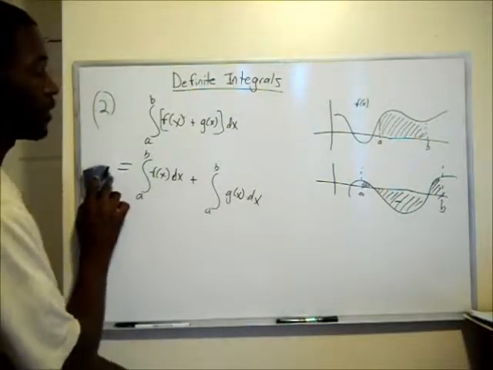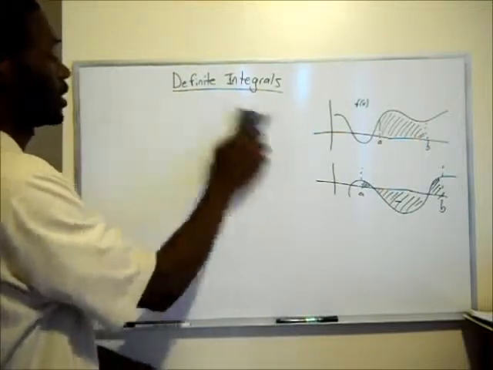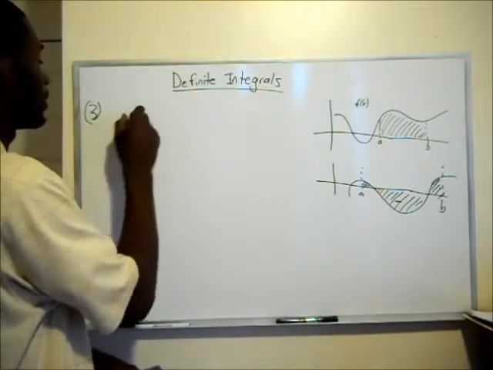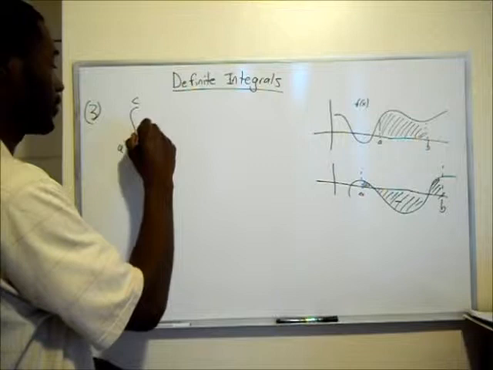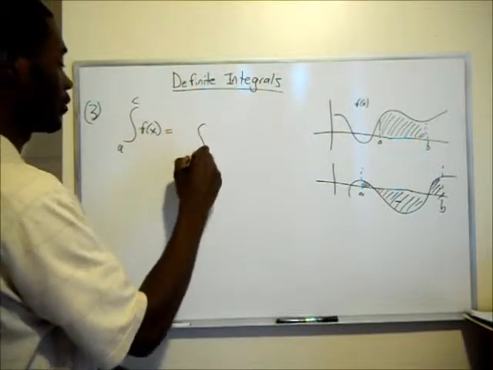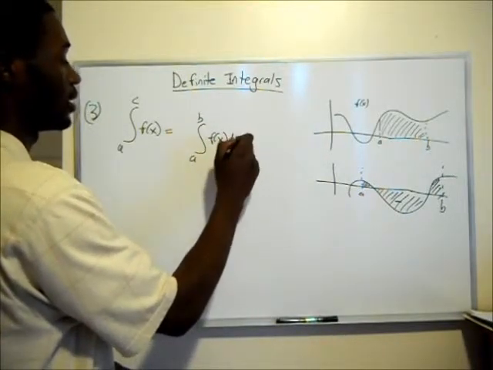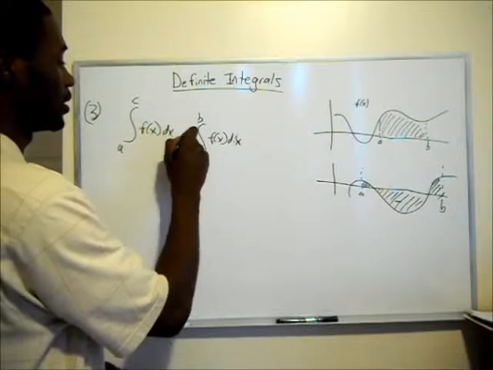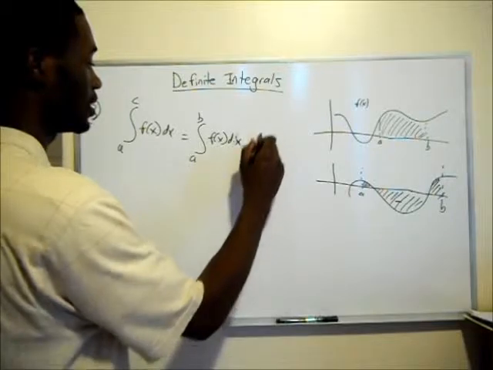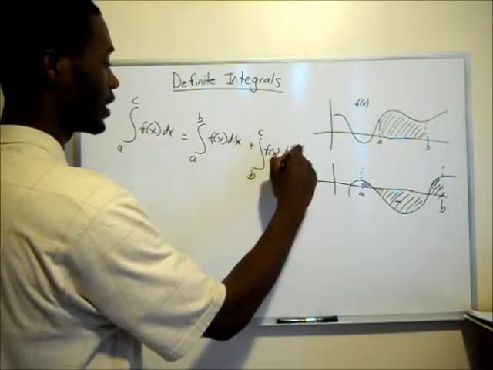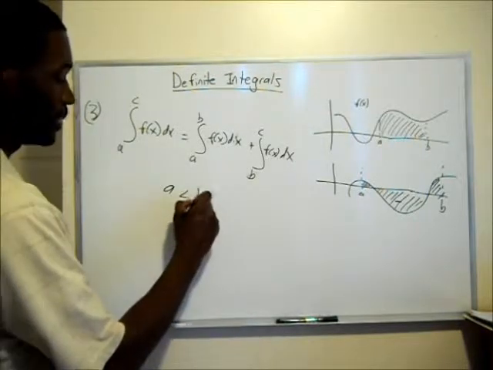Alright. Now the third one I'm going to give you is easy to see graphically. So basically the integral from a to c of f of x dx equals the integral from a to b of f of x dx, you need your dx's, plus the integral from b to c of f of x dx. Alright, and a is less than b is less than c.